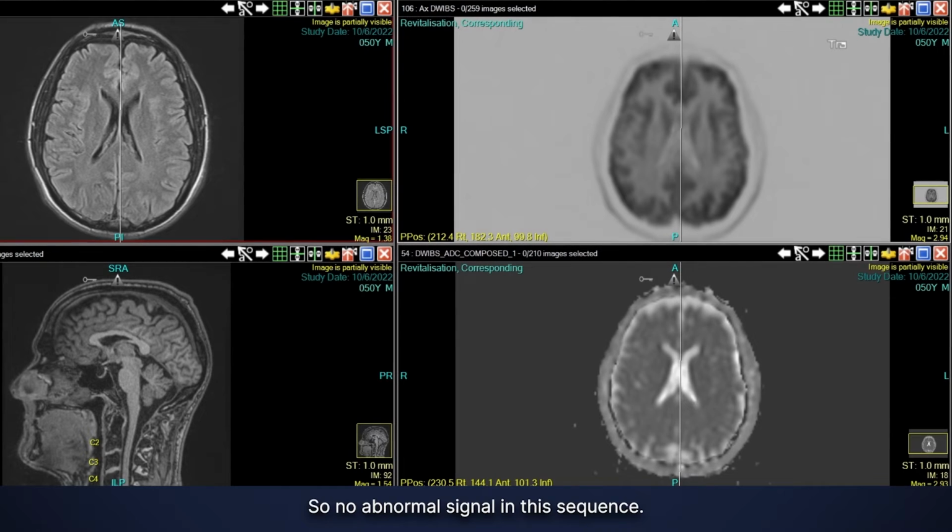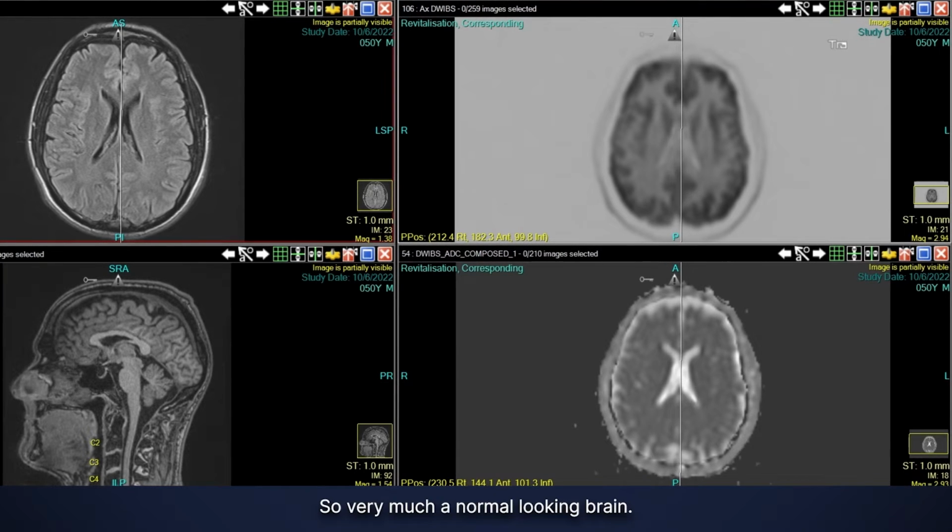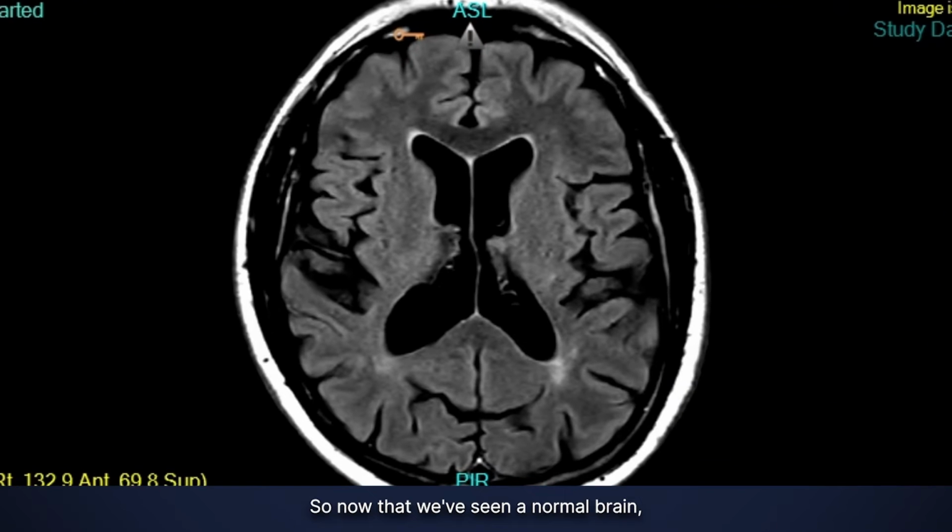So no abnormal signal on this sequence. So very much a normal looking brain. So now that we've seen a normal brain, we can look at an abnormal brain with a specific condition, which I was referring to as white matter disease.